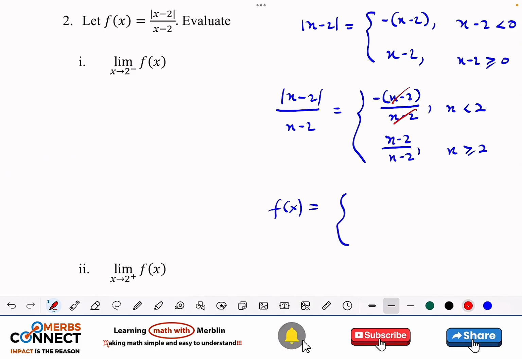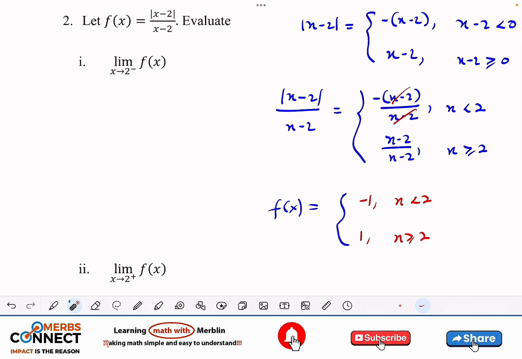And this will cancel this. So I'm going to have minus 1, x less than 2, and 1, x greater than or equal to 2. So this is what I'm going to get, the function. So this is the hard work. If I'm done going through this, then the rest is just bonus.